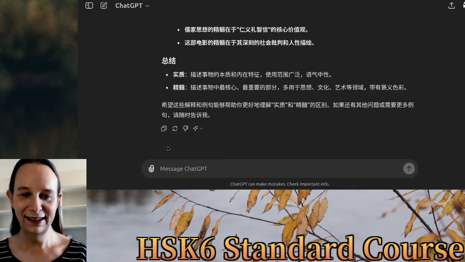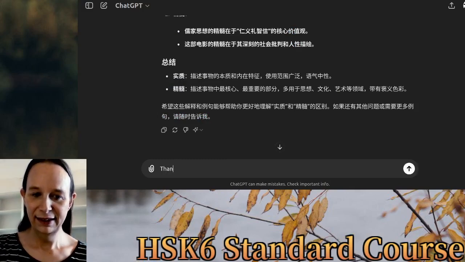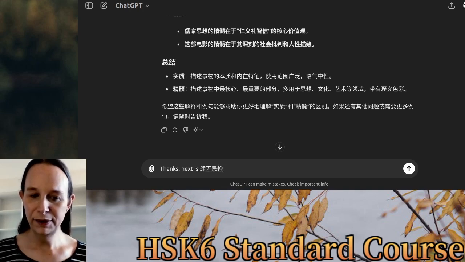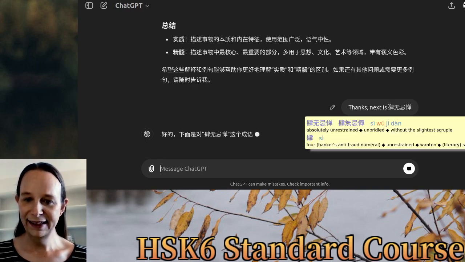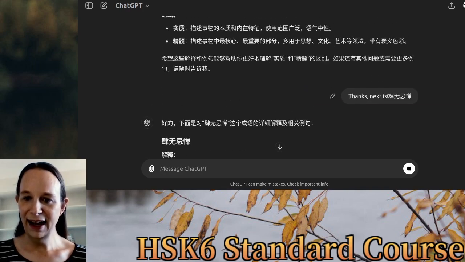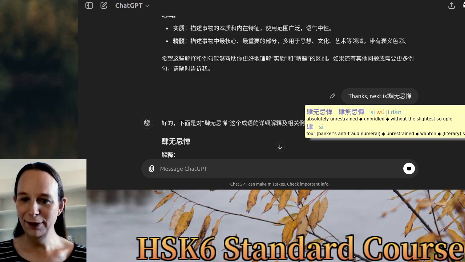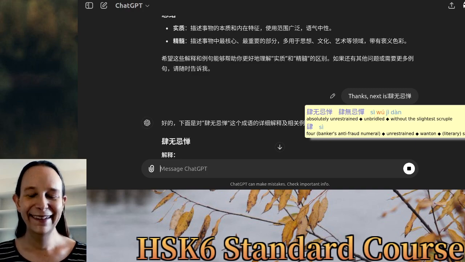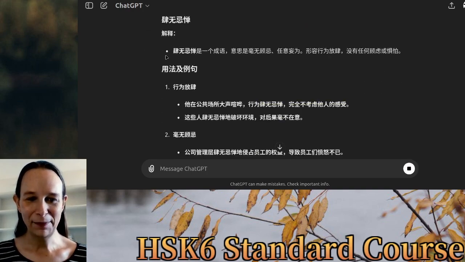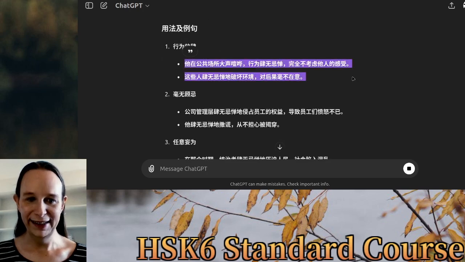So let's just go to ChatGPT. ChatGPT can help us with this. Next is 肆无忌惮. What does it say in this dictionary? Absolutely unrestrained, unbridled. Yeah, without the slightest scruple. Let's just look at the examples.